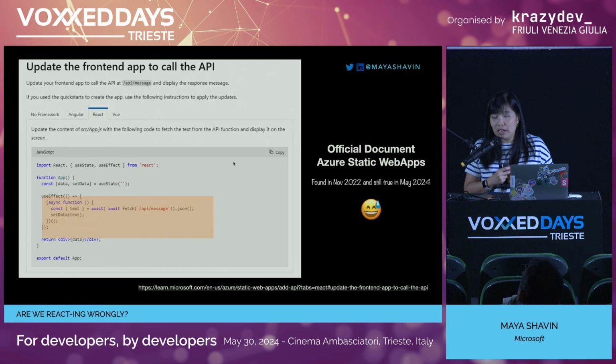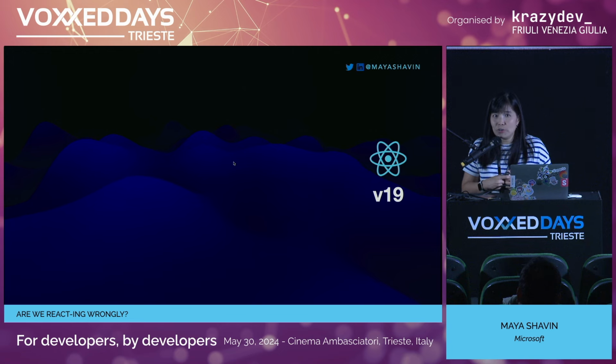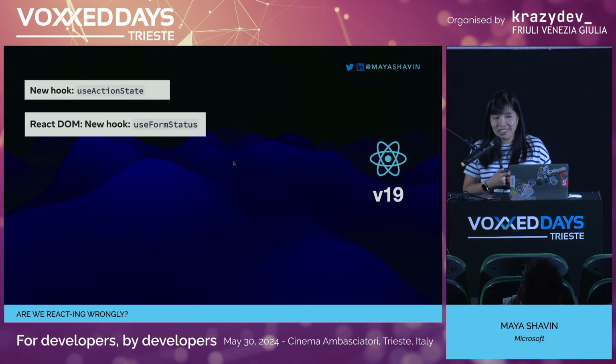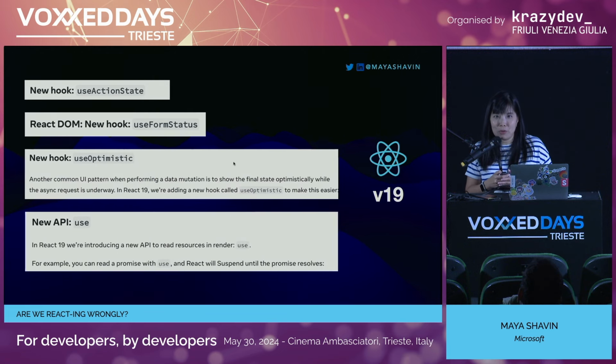And this is official documentation. So we're still doing it wrong. And guess what? In React 19, we are expecting more and more new hooks. It's like we never have enough hooks, so now we have more hooks. We have actions, we have form status, we have something very optimistic, like useOptimistic.